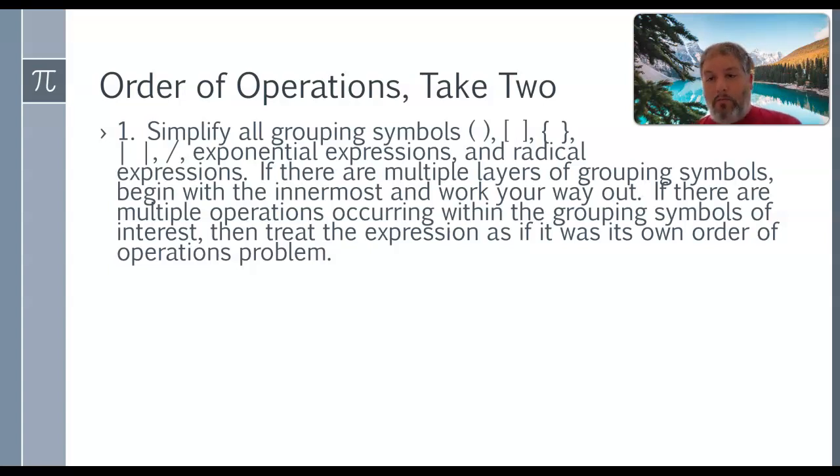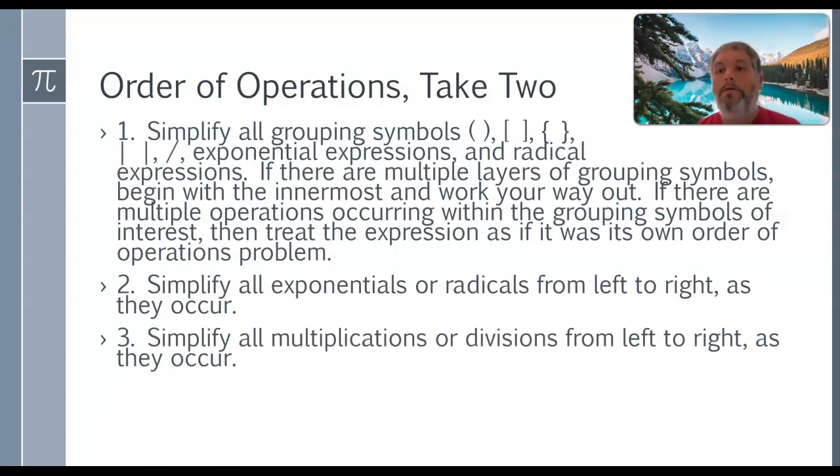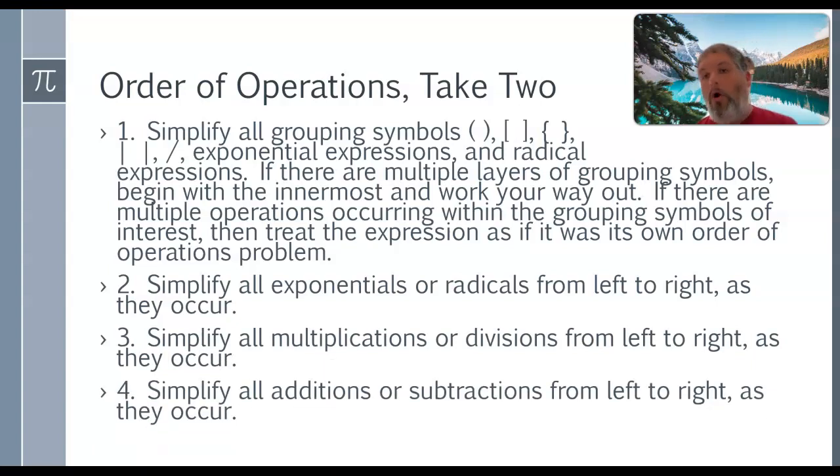If there are expressions where you have multiple operations happening within a set of grouping symbols themselves, you treat it kind of like a mini order of operations problem. So you handle that expression simplification still in accordance with the order of operations big picture. Phase 2 of the order of operations is to simplify all rooting and all exponential parts of the expression from left to right as they arise. Step 3, in a similar fashion, we handle all multiplications and divisions from left to right as they arise. And step 4, we handle all additions and subtractions from left to right as they arise.